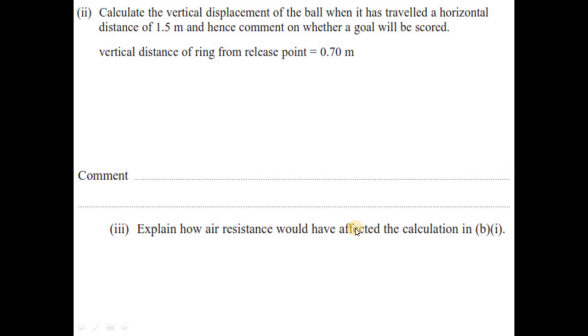Calculate the vertical displacement of the ball when it has traveled a horizontal distance of 1.5 meter, and hence comment on whether the goal will be scored or not. Vertical distance of the ring from the release point is 0.7. So the idea is, you have a ring and this is the ball that you are releasing.